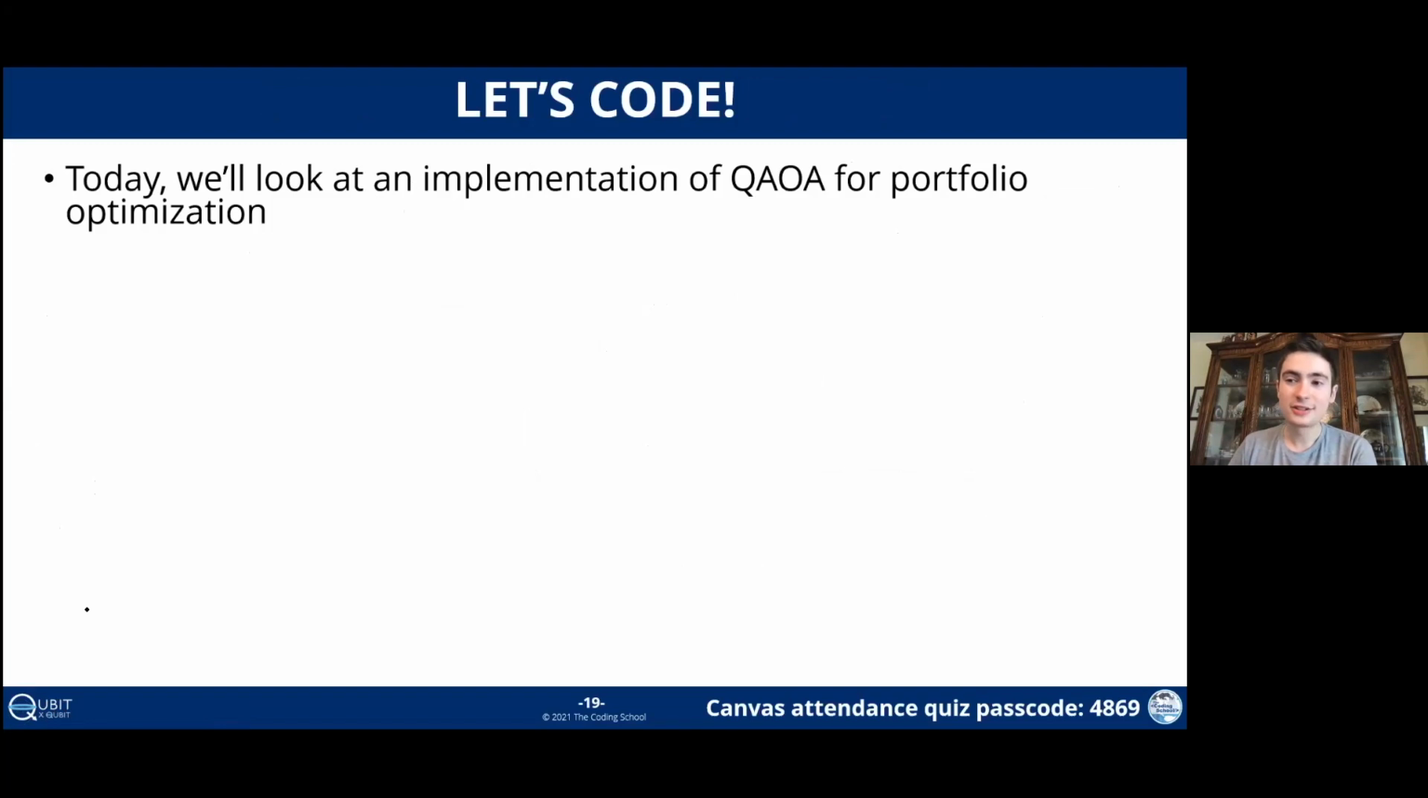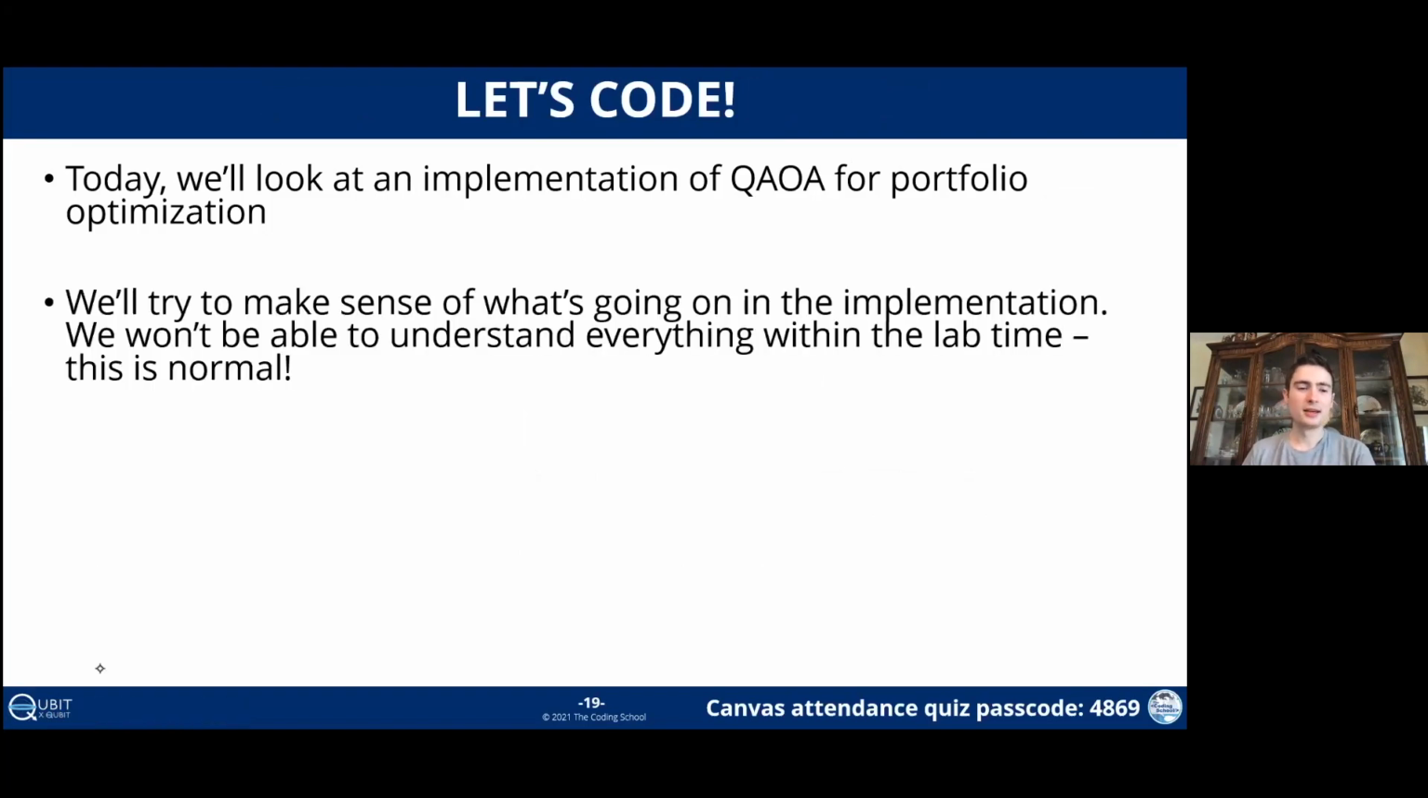Okay, so we're almost ready to jump over to the notebook. Like I said, we're going to be looking at an implementation of QAOA for portfolio optimization at a relatively high level again. So as this point says, we'll try to make sense of what's going on in the implementation. Critically, though, we won't be able to understand everything within the lab time. As you'll see, or if you've already opened the notebook on your own, there is quite a bit going on. That's okay, though, because we're not going for perfect understanding. Like, yeah, you could rewrite this exact code given no other resources. No, we're just going for general understanding.